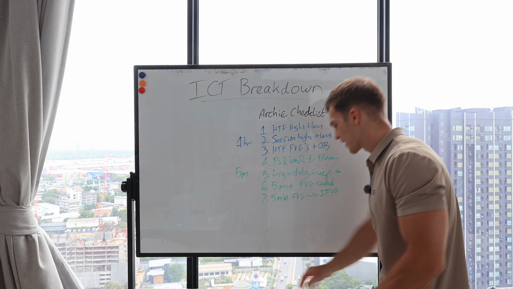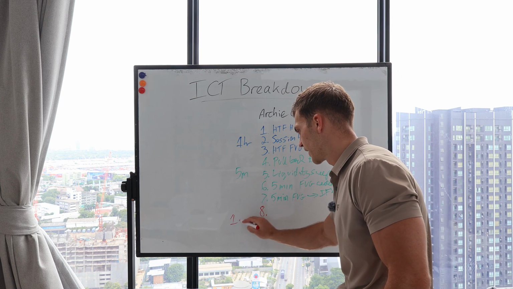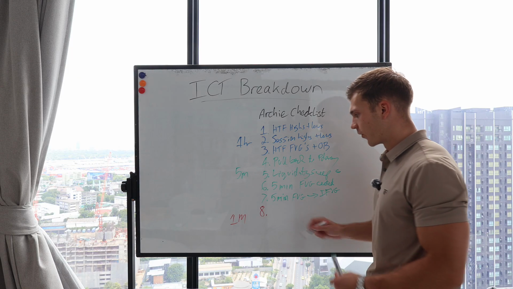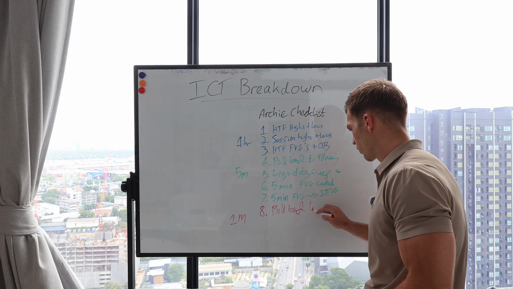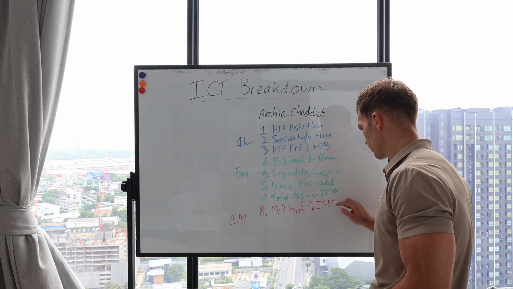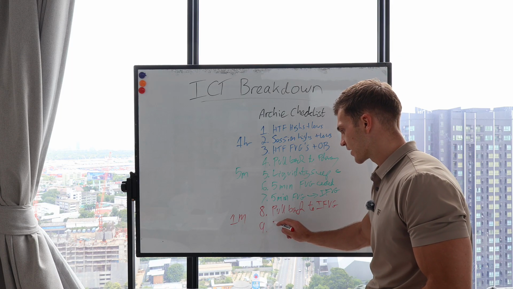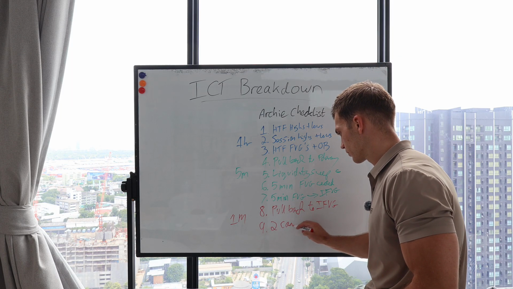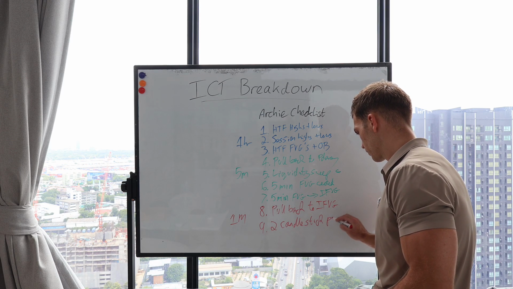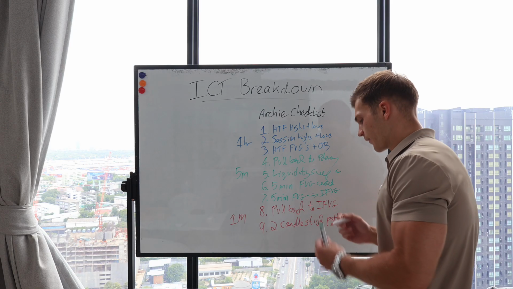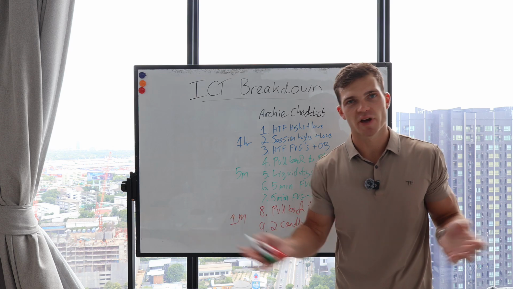Once I have seen that, I move down into my 1-minute time frame. So this is the 1 minute. And all I'm looking for here is a pullback to the IFVG. And then my entry becomes a 2 candlestick pattern. For me, I like to see an engulfing candlestick. Piercing and dark cloud cover are fine.